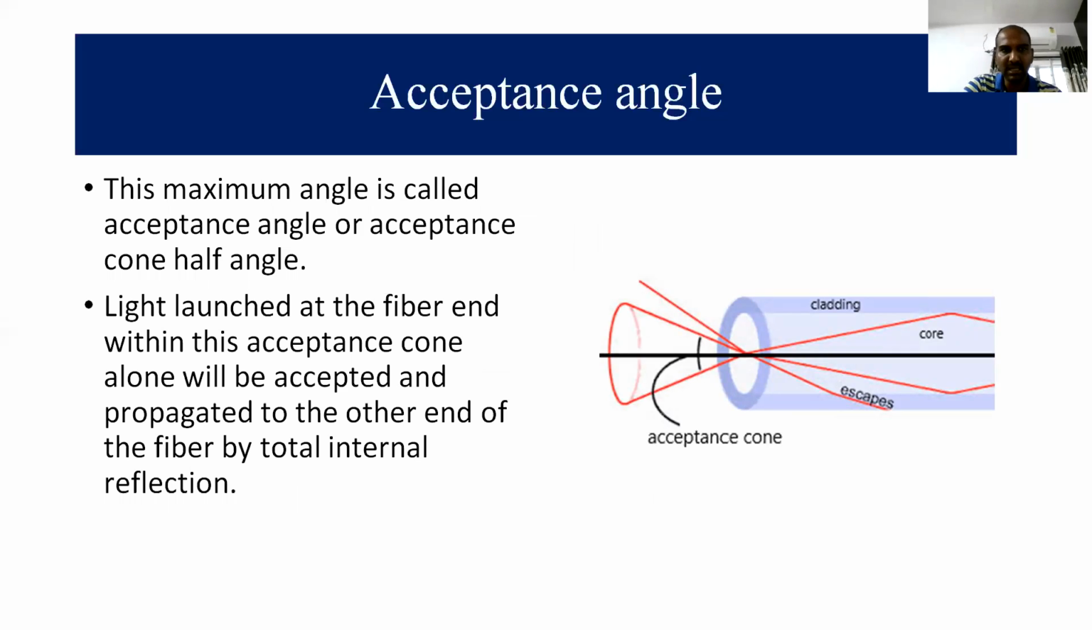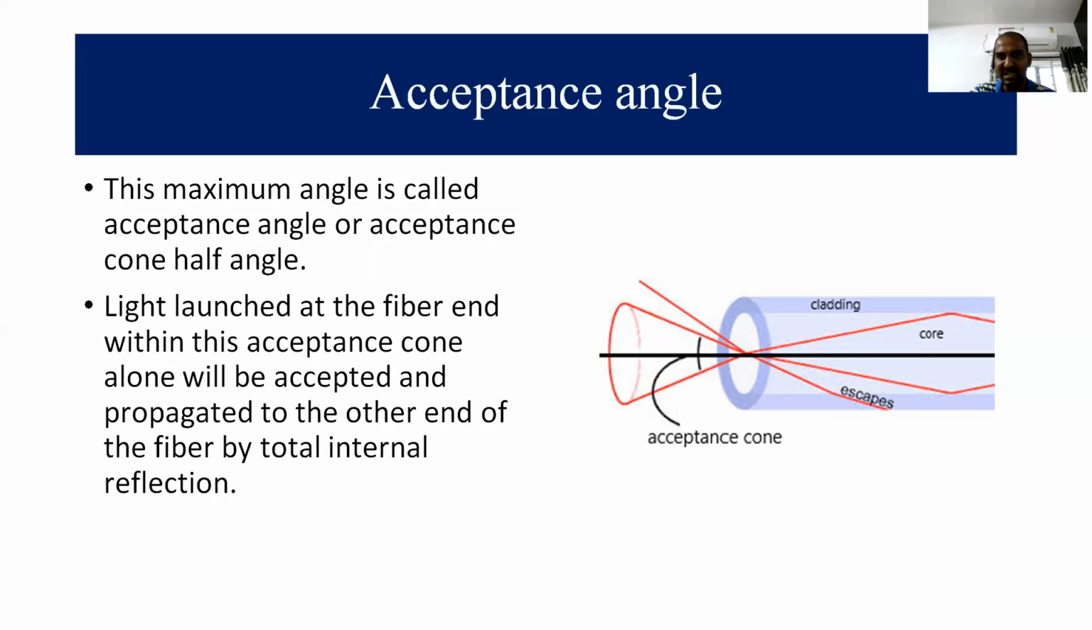Based on all these, the maximum angle is called the acceptance angle or acceptance cone half angle. Light launched at the fiber end within this acceptance cone alone will be accepted and propagated to the other end of the optical fiber by undergoing total internal reflection. In this diagram, you can see in front of the core region of the optical fiber, in the air medium, we form an acceptance zone. The acceptance zone is in the form of a cone. That's why this is also called the acceptance cone.